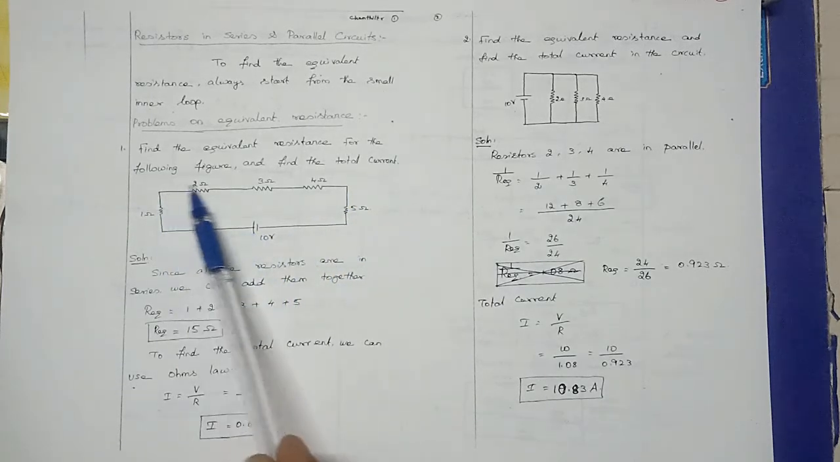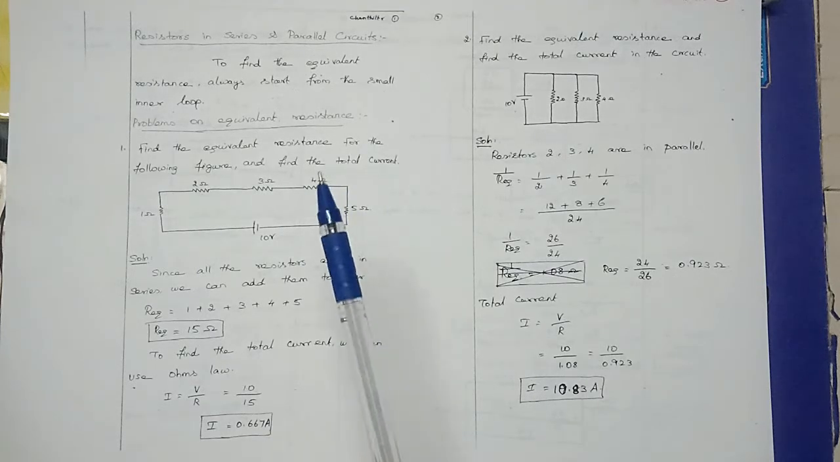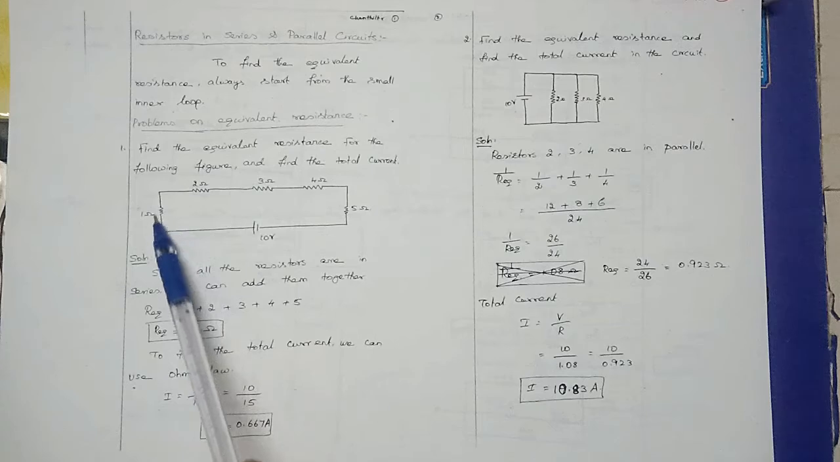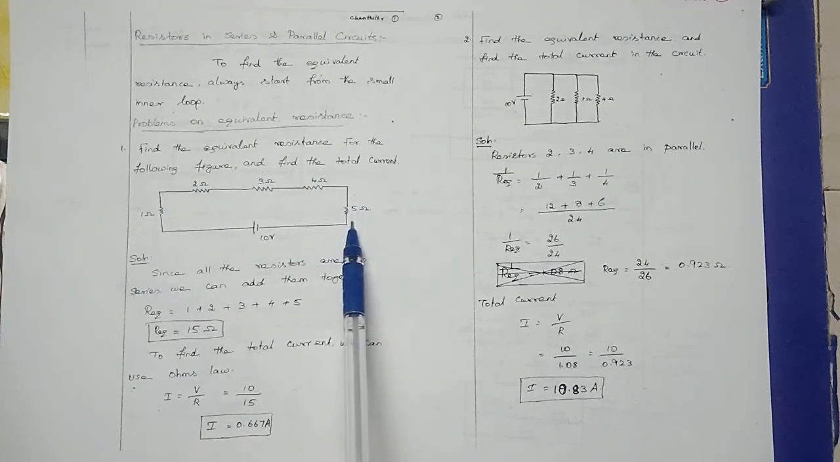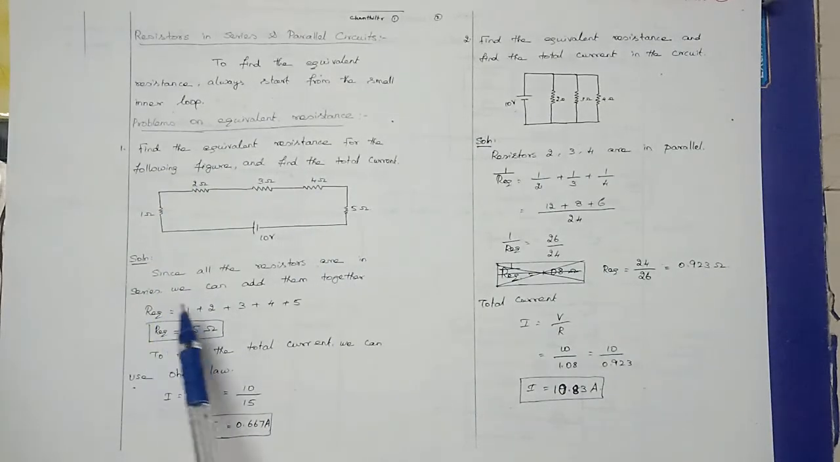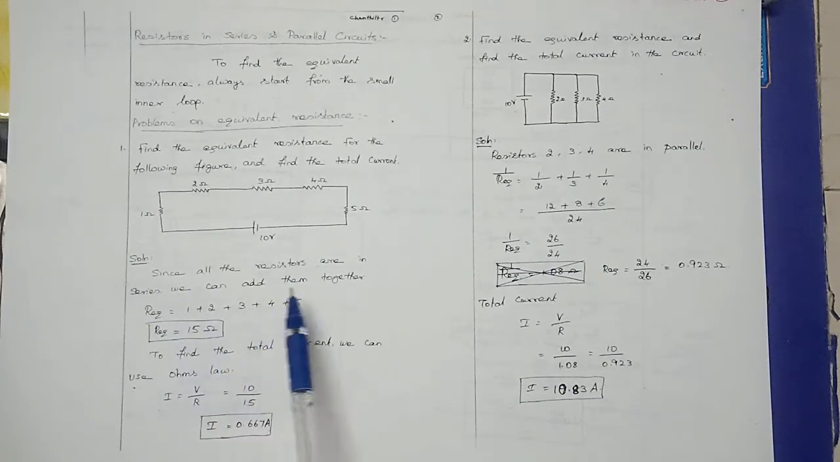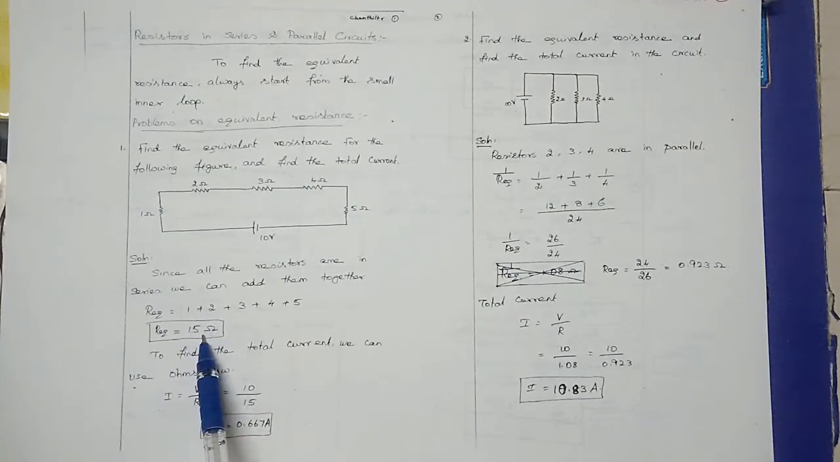So the same current has flown through all the resistors. So we will say all these resistors are in series, and you can easily add all the resistors. So R equals 1 plus 2 plus 3 plus 4 plus 5, the values of all these resistors. That will give you R equivalent.